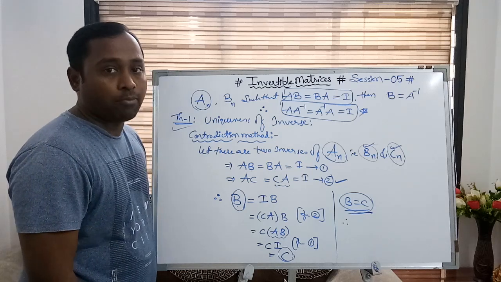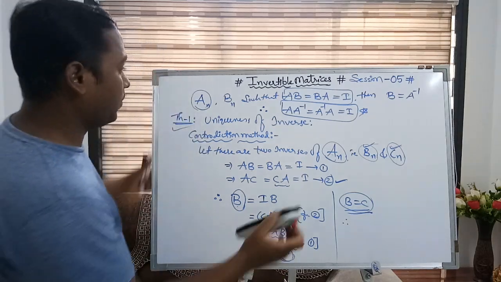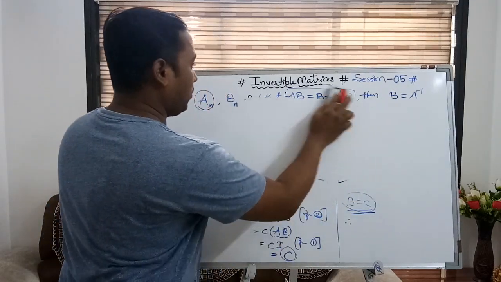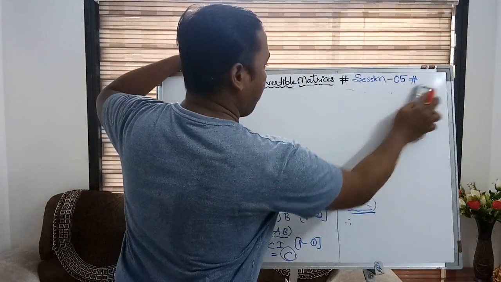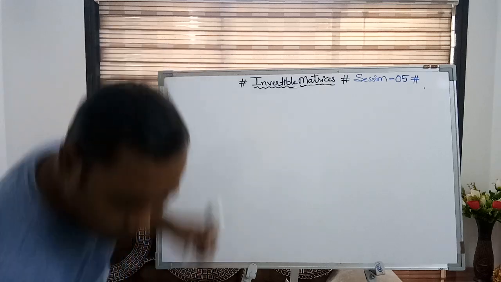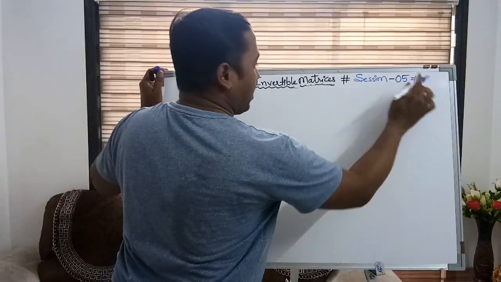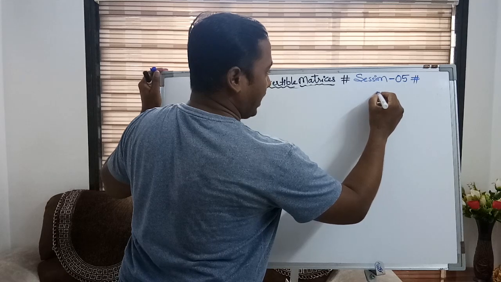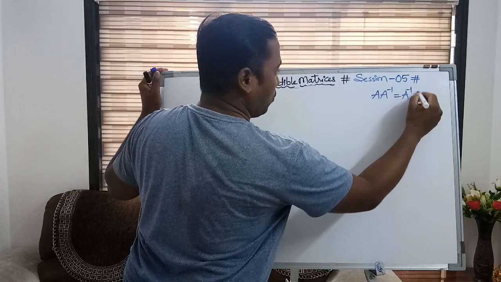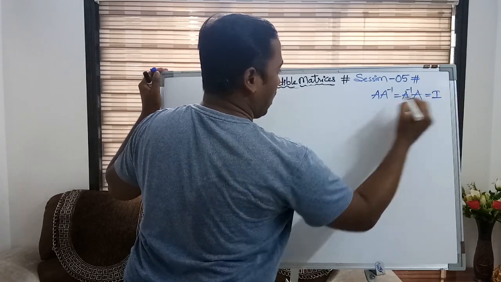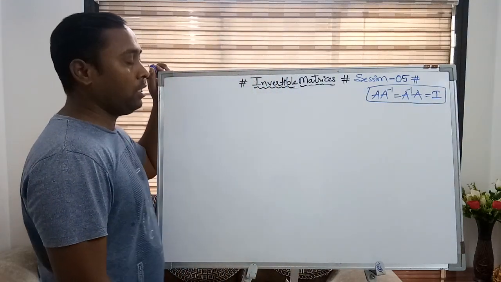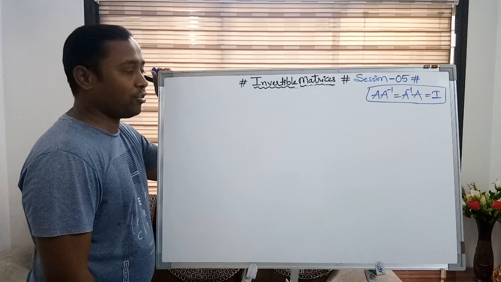Now move to the second important theorem. Now, I am just writing a standard result. If the inverse exists, then A into A inverse is equal to A inverse into A is equal to I. So this is an important result which we have discussed from the definition, and the inverse is unique in nature.